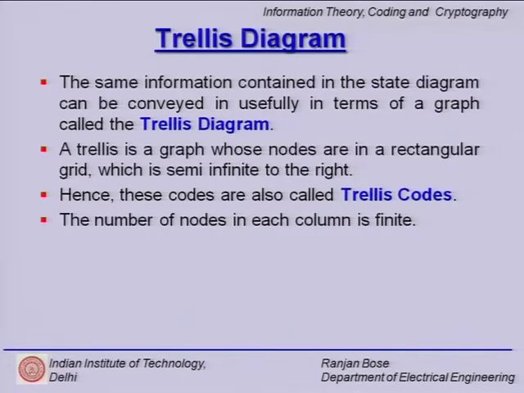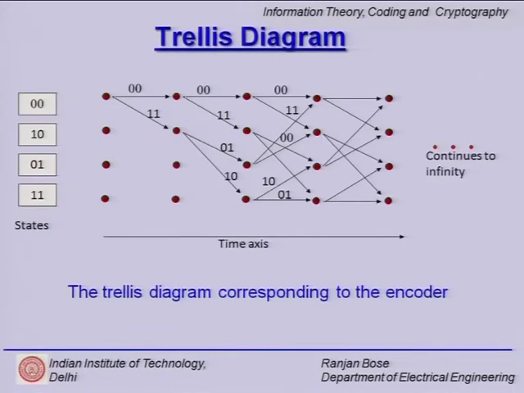Now, if you look at the state diagram, the same information can be represented in a much more friendly manner using a trellis diagram. So, what is a trellis? A trellis is a graph whose nodes are arranged in a rectangular grid which is semi-infinite to the right, and therefore, this code is also called a trellis code. The number of nodes in each column is finite and is limited to the number of states. So, let us look at the same example, the same state diagram now being recast as the trellis diagram.